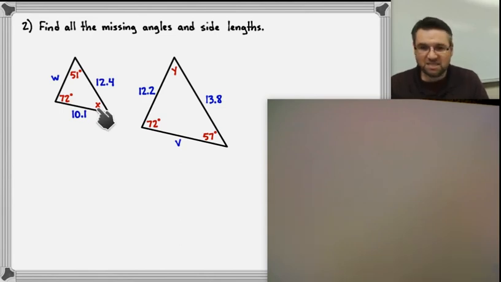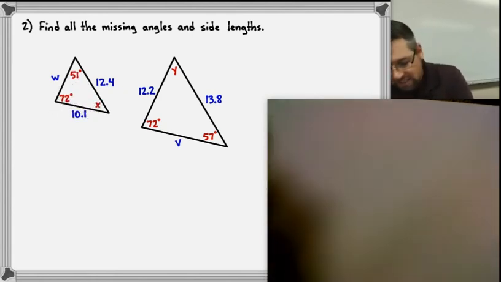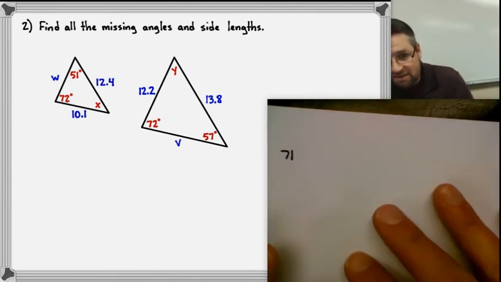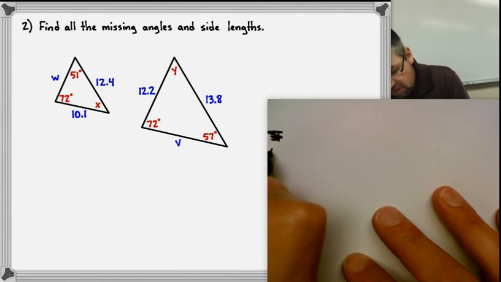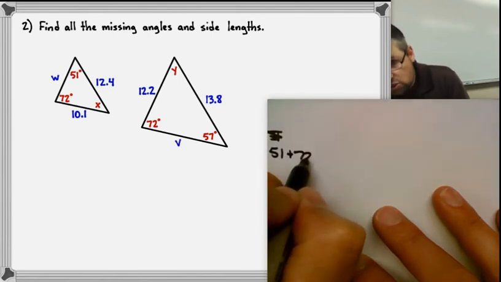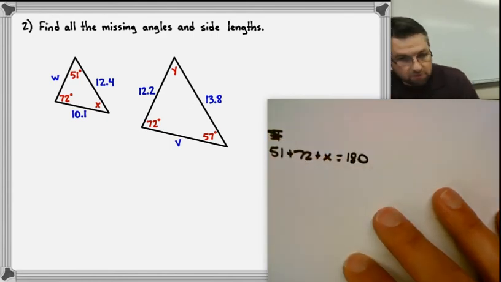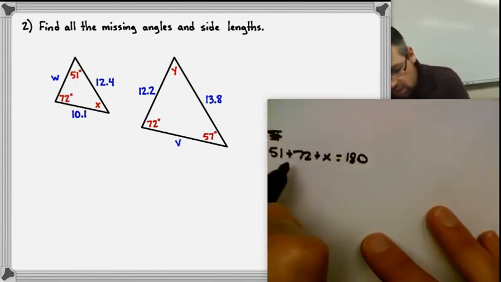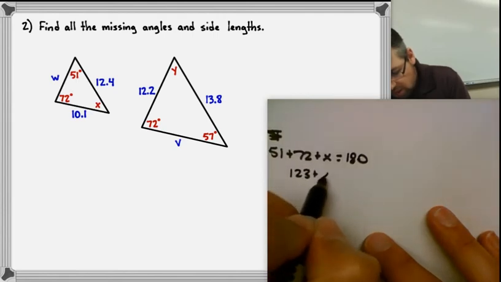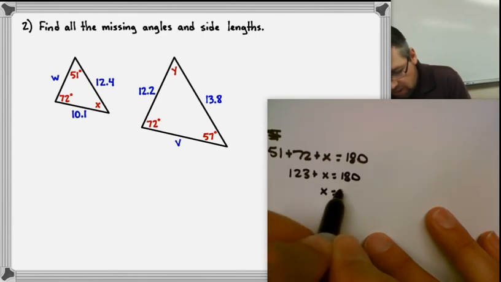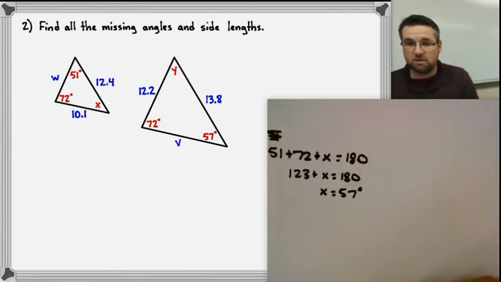I can find the missing angle here because what did we learn in the last lesson? We learned that the three angles in a triangle always add up to 180. So I could say 51 plus 72 plus x equals 180, right? The three angles in the triangle add up to 180. So that'd be 123 plus x equals 180. And then we'll subtract the 123, and we end up with 57, and that'd be 57 degrees.